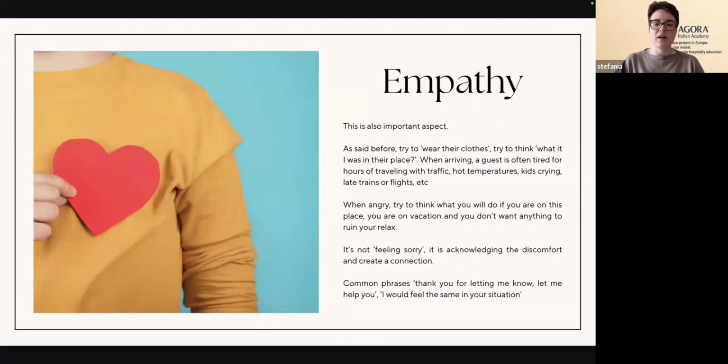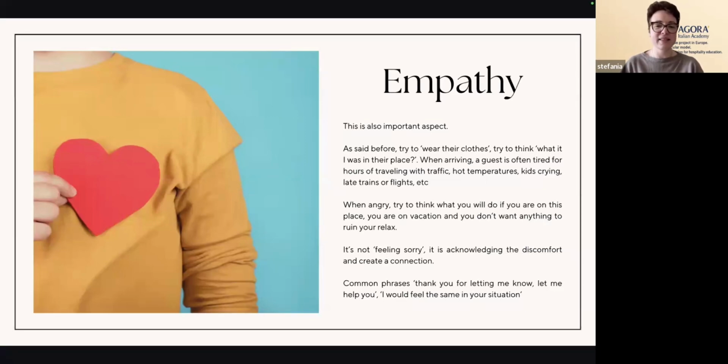Okay, let's go. First important thing after listening is empathy. Okay, in my opinion, this is the most important concept. Try to wear their clothes. What if I was in their place? Okay. When the guest is coming, checking in, that is the first contact moment with the reception. The guest is often tired. He traveled many hours. In the middle of August, it's hot temperatures, traffic.